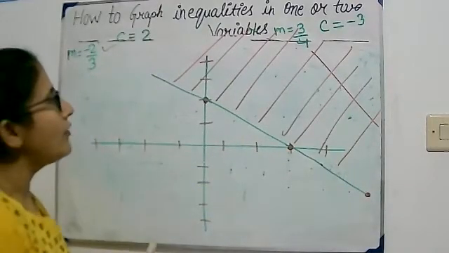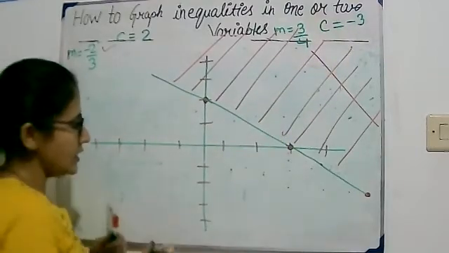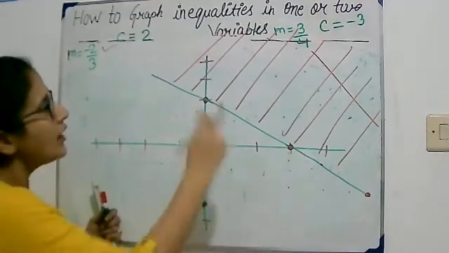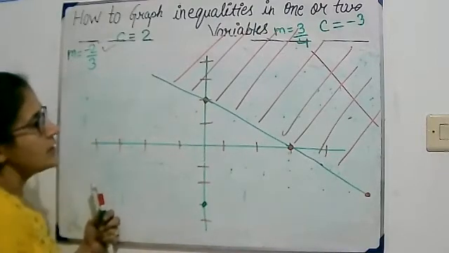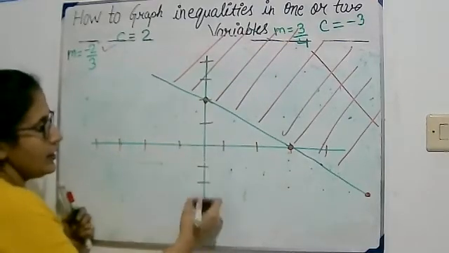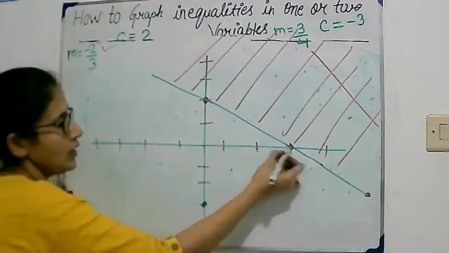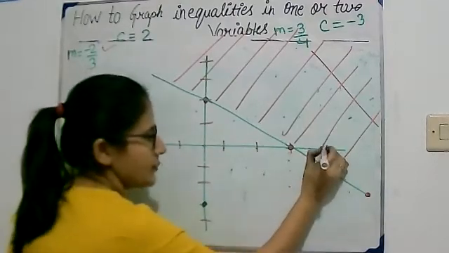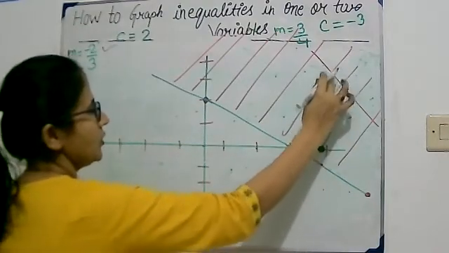Next, value of C is -3. So intercept is here. And gradient is 3/4. Positive slope, so line direction will be in this form. Gradient 3, 1, 2, 3. Rise. Run is 1, 2, 3, 4. Somewhere here. This point. Again gradient 3, 1, 2, 3.